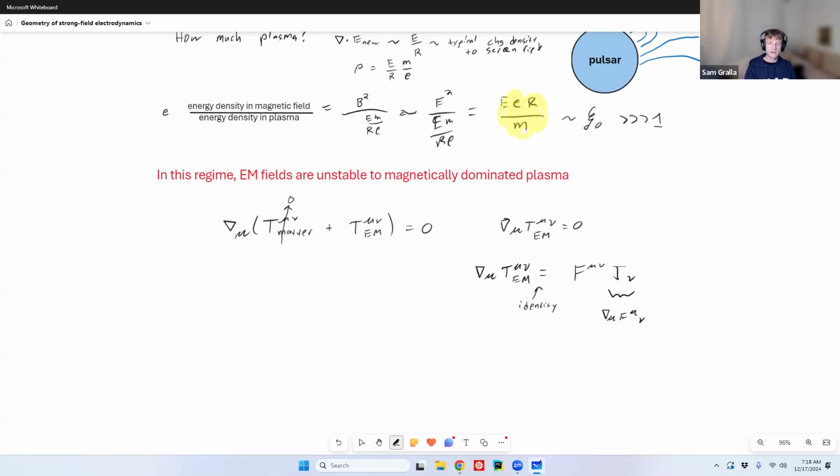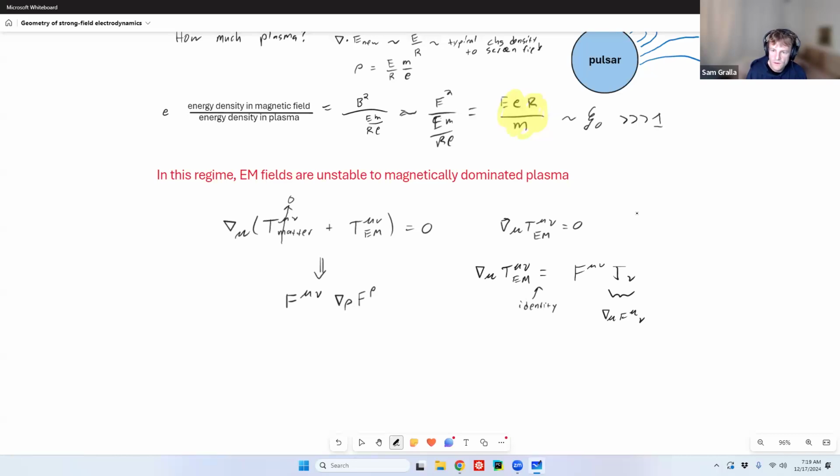So what we're learning is that the theory of this magnetically dominated plasma is the following equation. Conservation of stress energy holds, but we rewrite it in terms of F and J. And let me plug in the definition of J. I don't know how I'm picking my indices. Oh no, I need to contract.